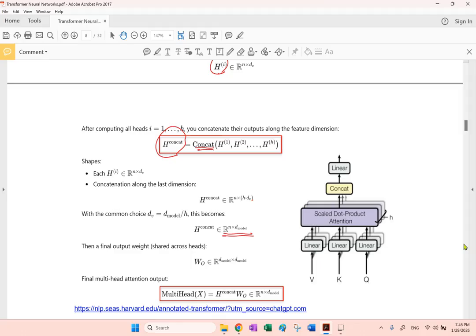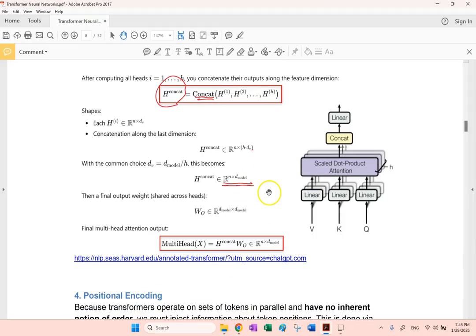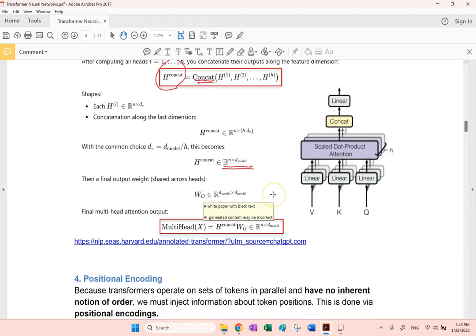And finally, what you do is multiply this by a linear layer. So when you concatenate all of this, you then multiply it by a simple fully connected layer where all of the weights and biases are included in this matrix W_O, which has dimension d_model by d_model.